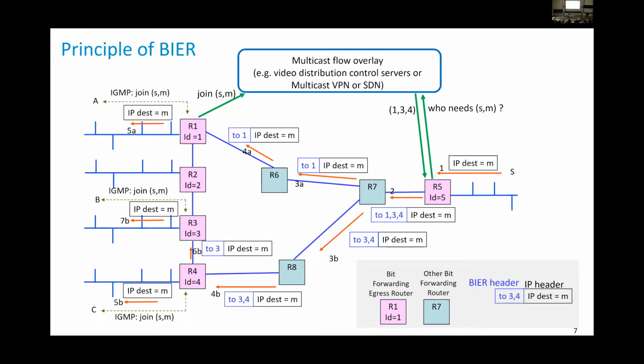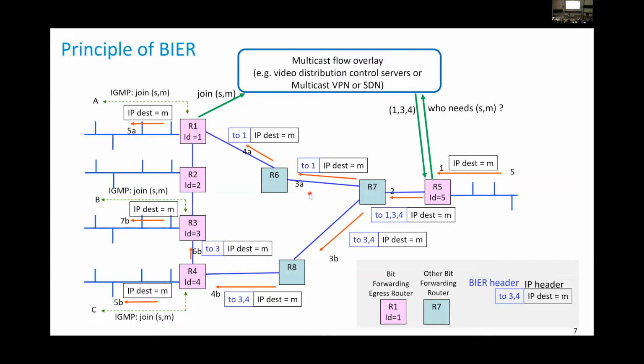R7 will do the same analysis, which consists in saying, now I have a packet to send to 1, 3, 4. How do I do it? Well, I first need to know how do I go to R1? It's via R6. How do I go to R8, to 3? It's via R8. How do I go to 4? It's also via R8.